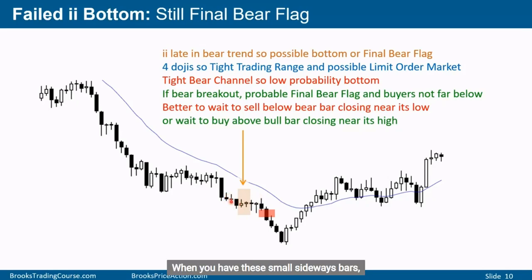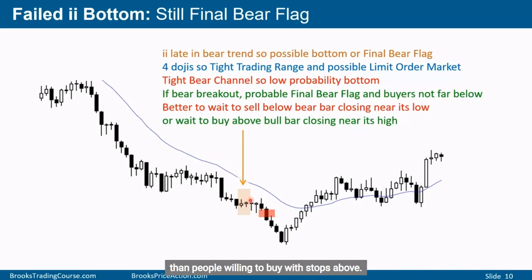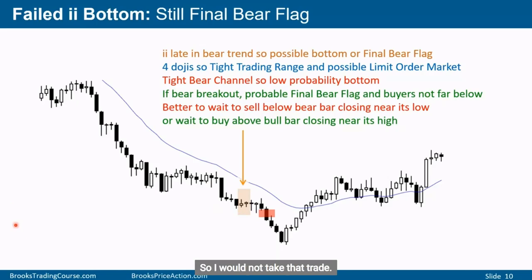When you have these small sideways bars, there usually are more people willing to buy below than there are traders looking to sell with stops below. There usually are more people willing to sell with limit orders above than people willing to buy with stops above. So it's an II pattern, but I would not trade it. IIs in tight trading ranges, they're limit order patterns, not stop order patterns, so I would not take that trade.